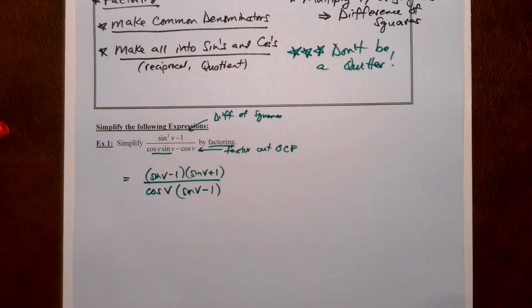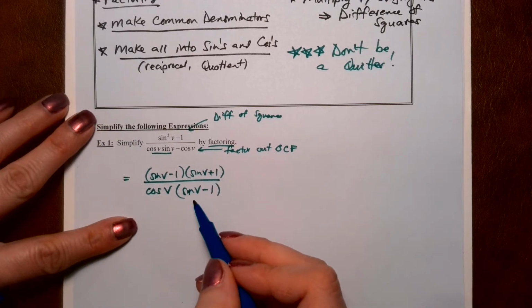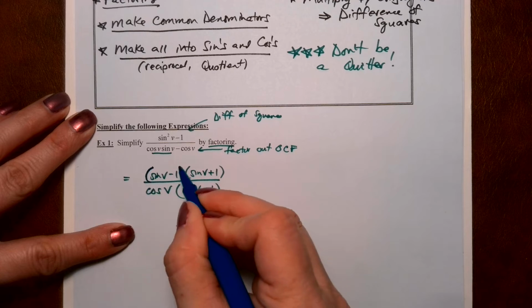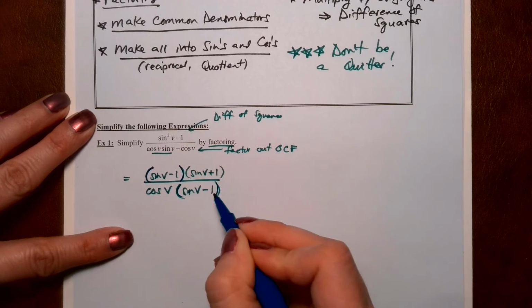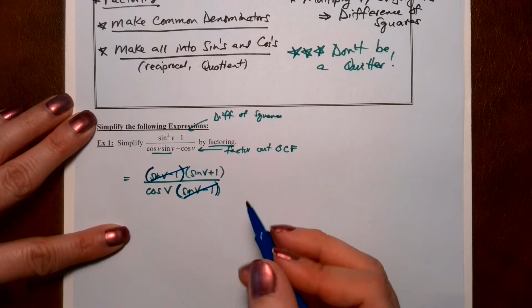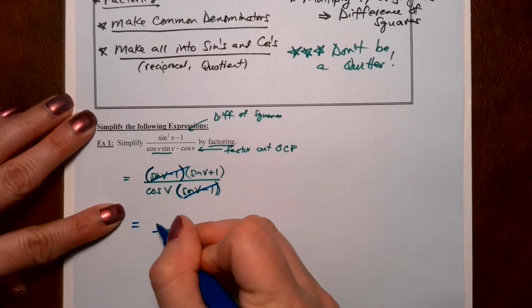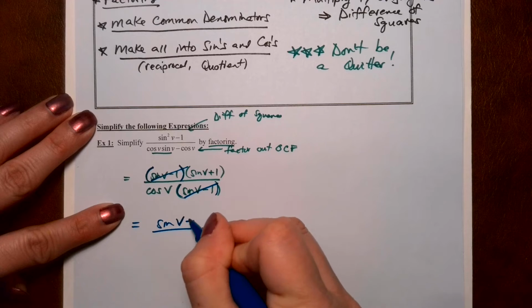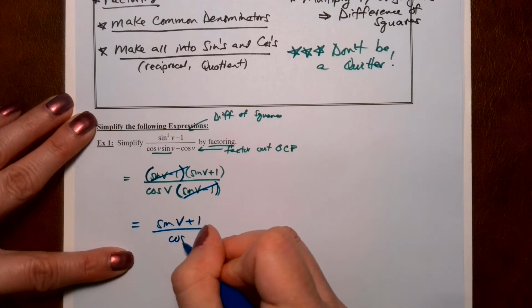Now, what are we going to do? Are we allowed to cancel anything? This is an entire quantity, and this is an entire quantity. You are allowed to cancel them if they are the same. And so in the numerator, we have sine of v plus 1 divided by cosine of v.